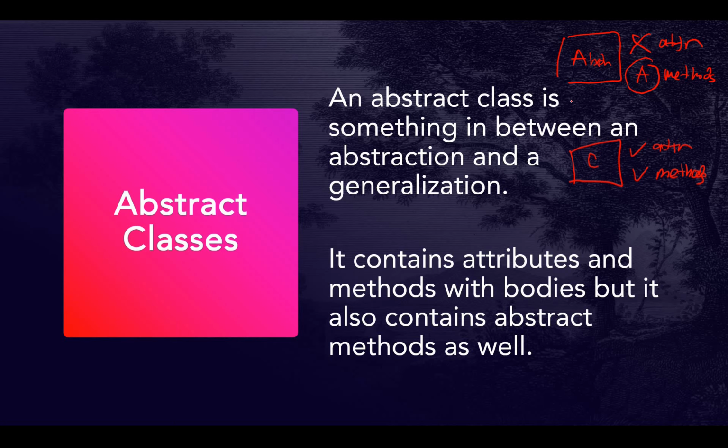And abstract classes are something in between abstractions and concrete classes. So abstract classes can contain attributes, can contain full methods with bodies, but they can also contain abstract methods as well. So when classes specialize or realize abstract classes, they inherit the attributes and methods with bodies, but they are also forced to implement the abstract methods as well.